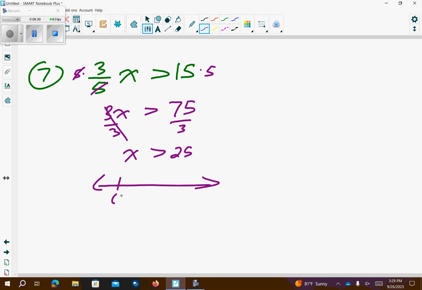So if I have 0 over here, I have 25 right here. It's an open dot on 25 because I don't have an equal sign. This tells me, as long as the x or the letter is on the left side, which direction to shade. So we're going to go this way. So that's going to infinity. So it's going to be a soft bracket or a parenthesis at 25 to infinity. And the infinity also has a parenthesis. That's the interval notation.